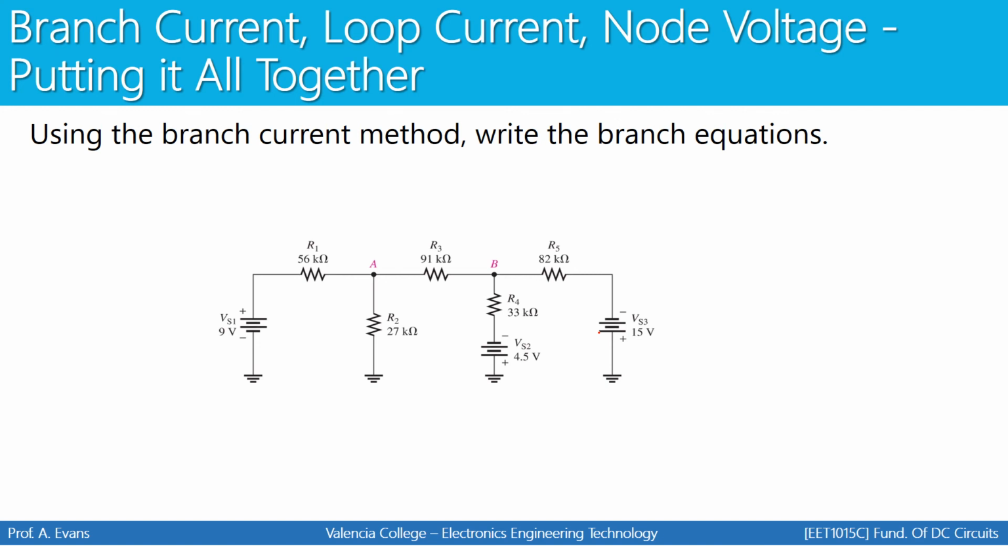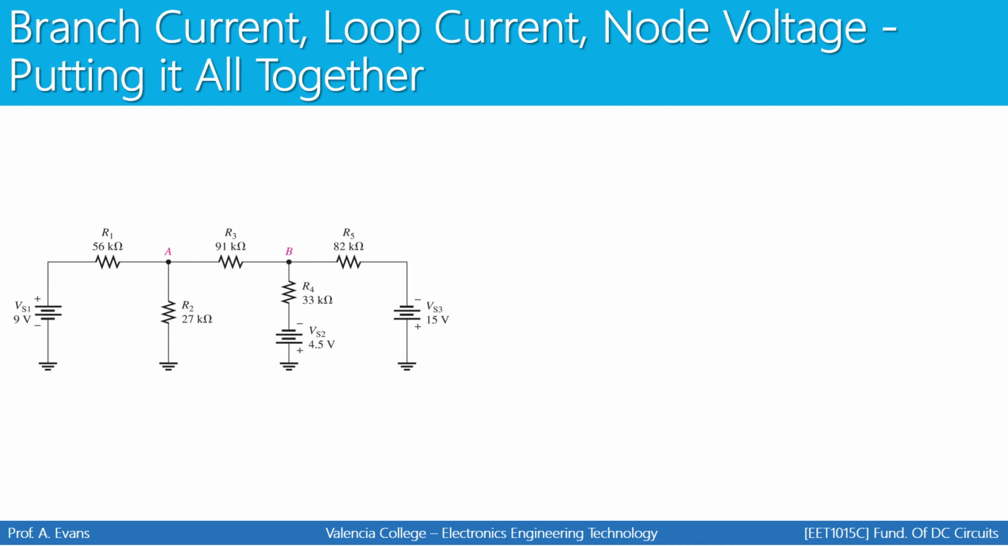We're going to start by looking at this problem, and we're going to try to solve for every current in each branch. And we're going to start by using the branch current method to do that. So we're going to write the branch equations and take a look at what we get. So if I'm going to use the branch current method to solve this circuit, I'm going to assign a current to each branch.